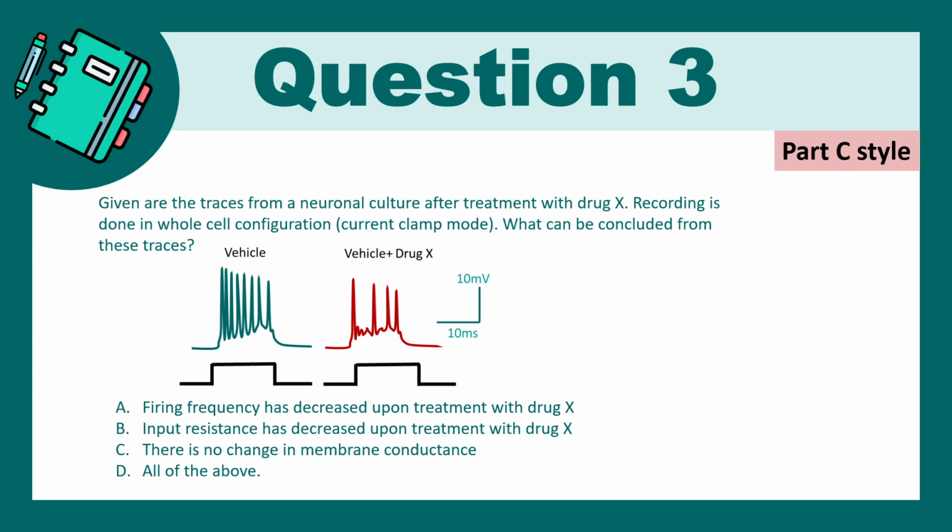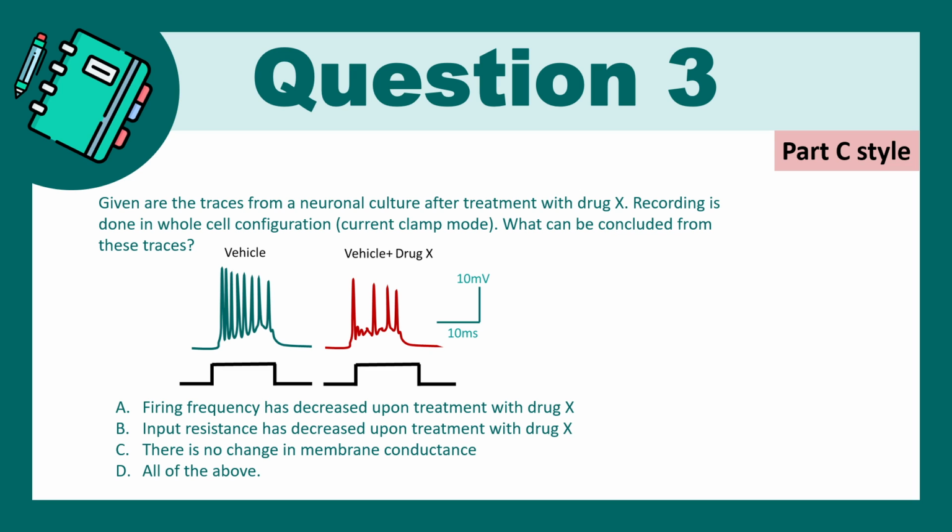And this is a part C style question. Let's see whether you can answer it or not. I would leave it on you guys. So given are the traces from a neuronal culture after treatment with a drug X. Recording is done in whole cell configuration, and it is also mentioned that it's a current clamp mode. What can be concluded from these traces? You can see the traces, vehicle, that means the control, is basically in green, and the drug treated one is basically in red. So what do we conclude from these traces?